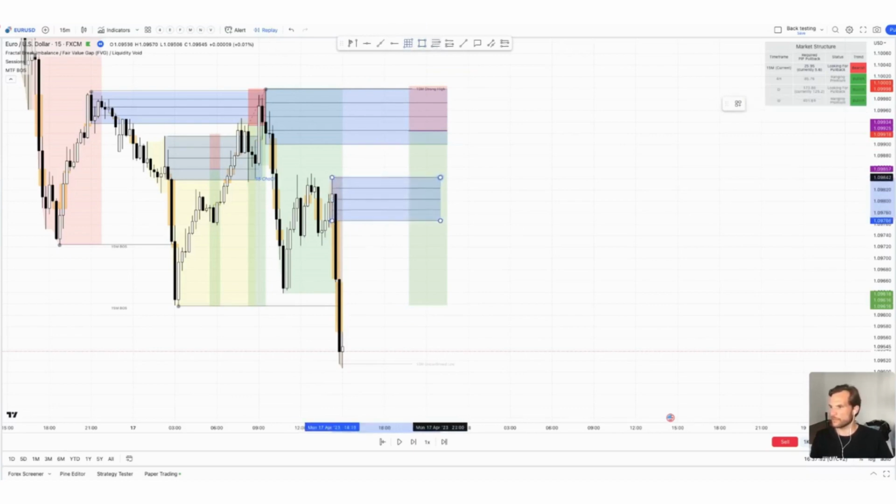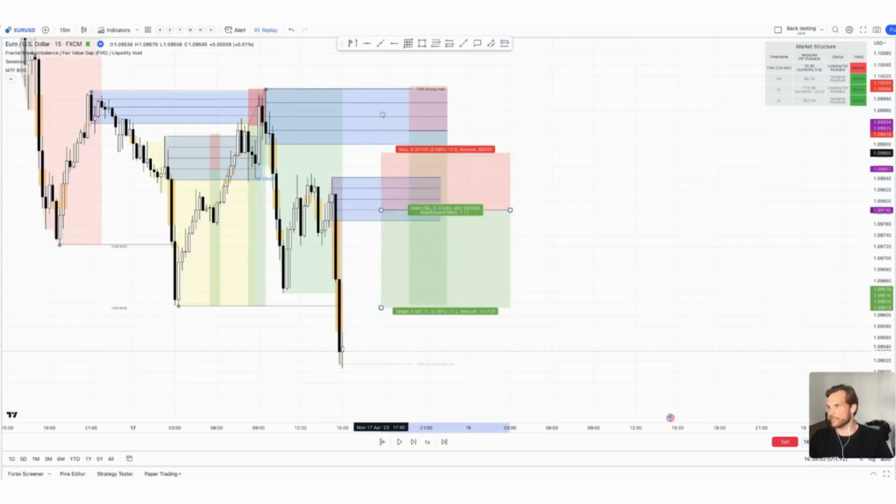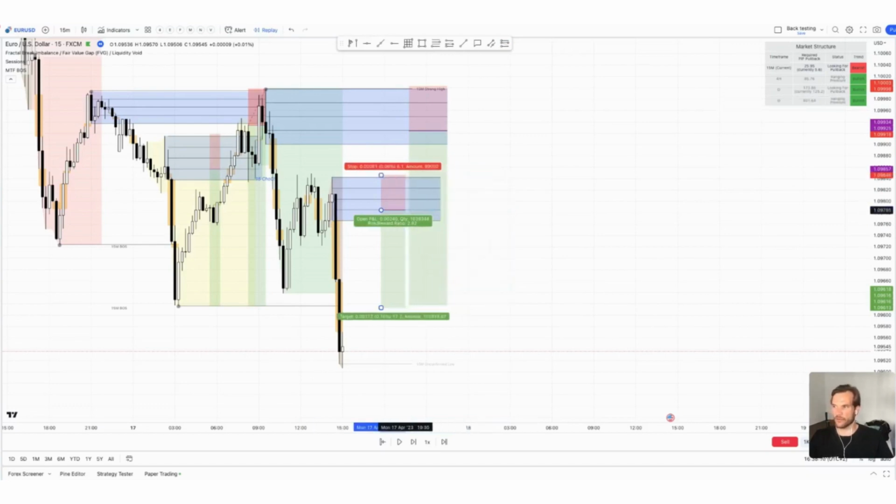However, we don't have targets yet for this because we are now in the discount zone. So on the 4-hour leg, we're still 15-minute bearish, but we have to be aware that we can end the 4-hour pullback here.